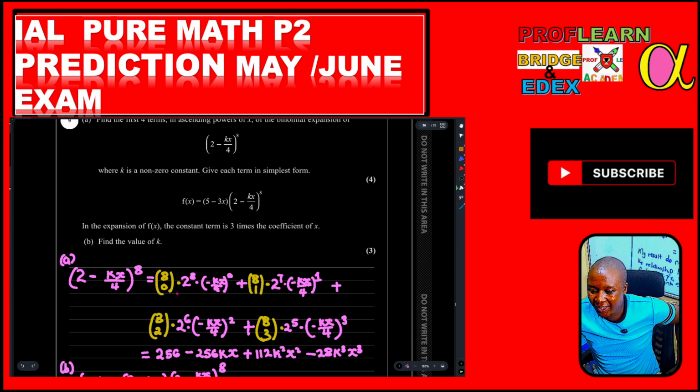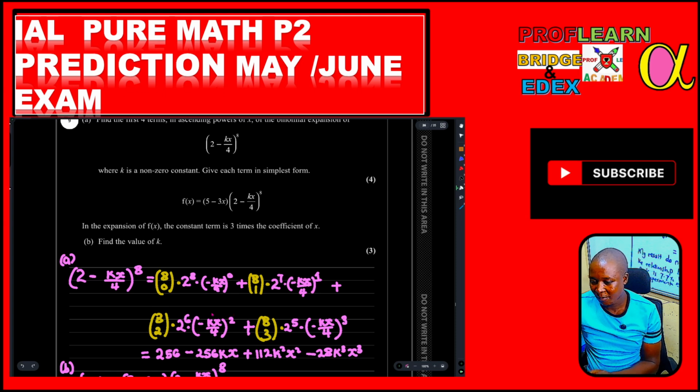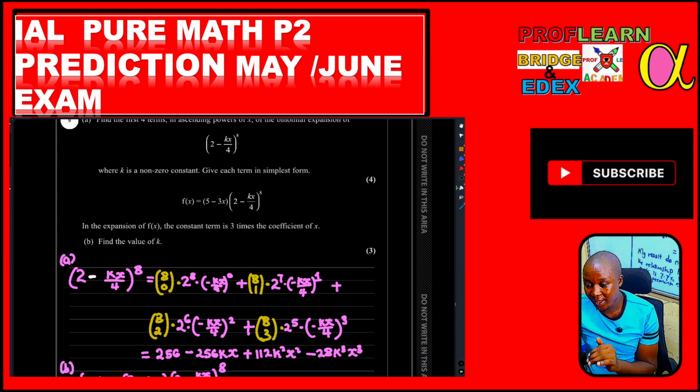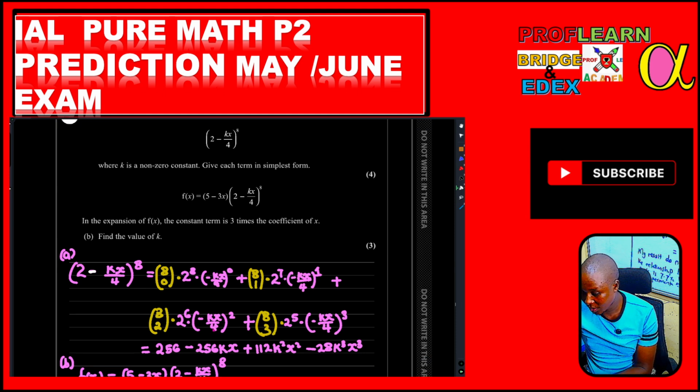So 8 combination 0, the first term will be raised to power 8, which is 2 raised to power 8. But the second term in that case will have power 0. Then we have 8 combination 1 for the second term, 2 raised to power 7 times the second term raised to power 1. Then 8 combination 2, 2 raised to power 6 into bracket negative kx/4. So anytime you are doing this question, if you have a negative sign here, please put it inside the bracket so that you have the signs in the correct manner, because that's an area where most students get it wrong.